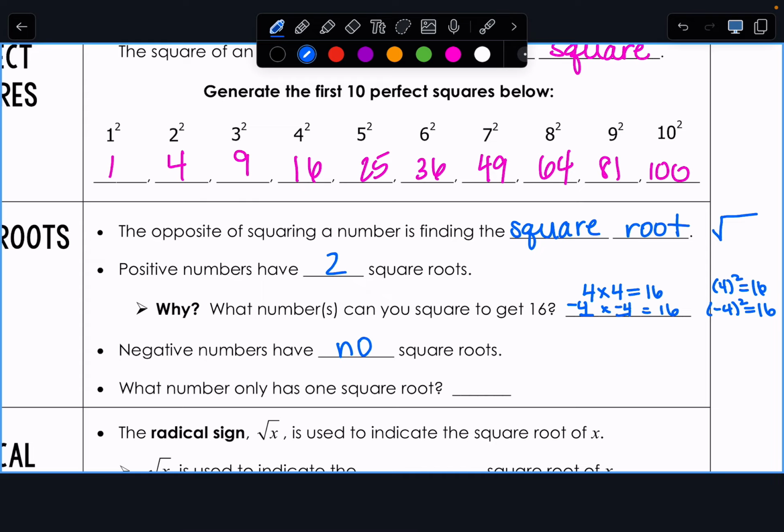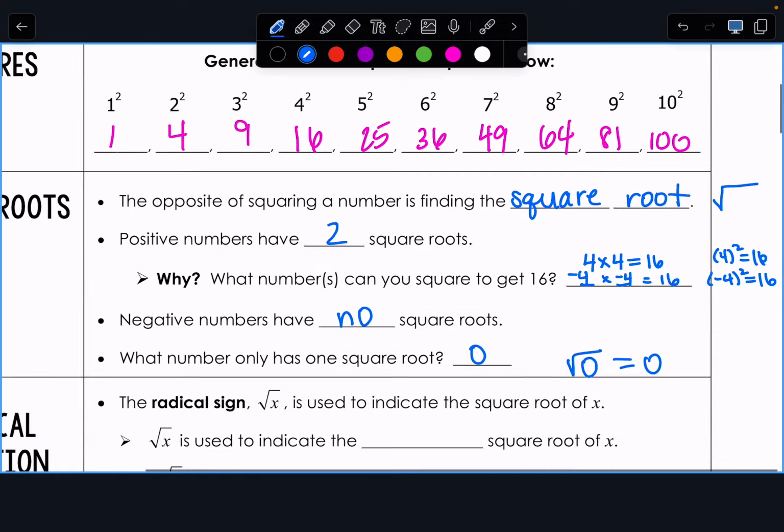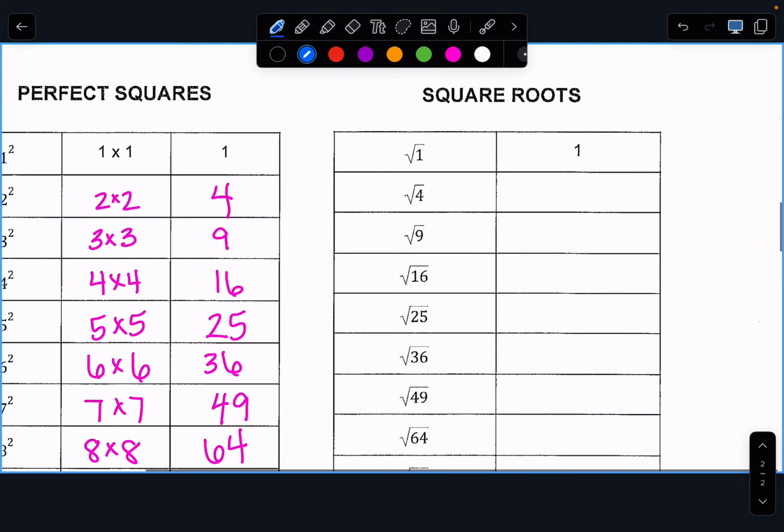Okay, there is a number that has only one square root. What's a little 1? It's not 1. What'd you say? 0. The square root of 0 is 0. And we wouldn't have to worry about any positives or negatives with 0. So what I want you to do, much to your dismay, I would like you to go back to page 3.